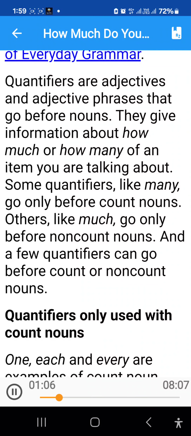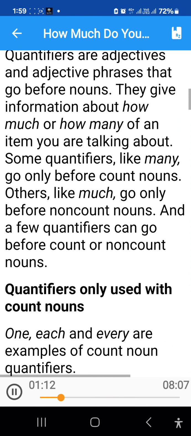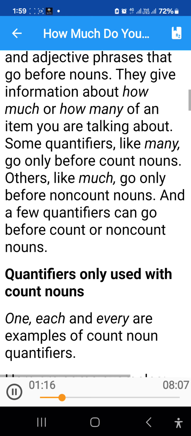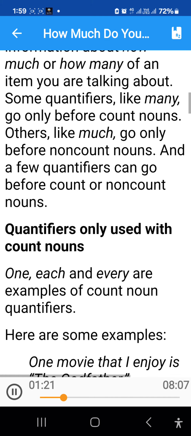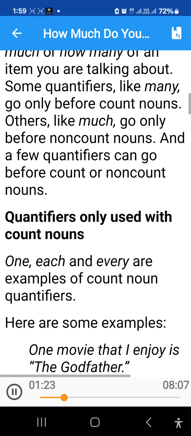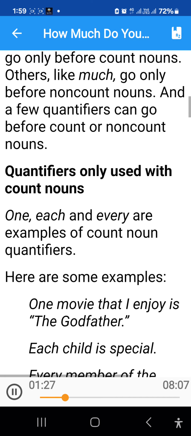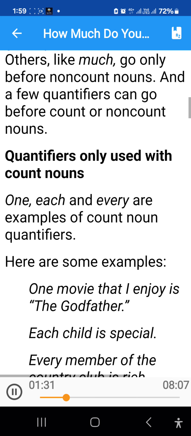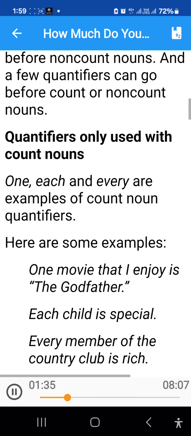Quantifiers are adjectives and adjective phrases that go before nouns. They give information about how much or how many of an item you are talking about. Some quantifiers, like many, go only before count nouns. Others, like much, go only before non-count nouns. And a few quantifiers can go before count or non-count nouns.